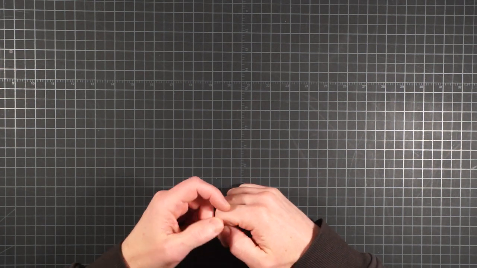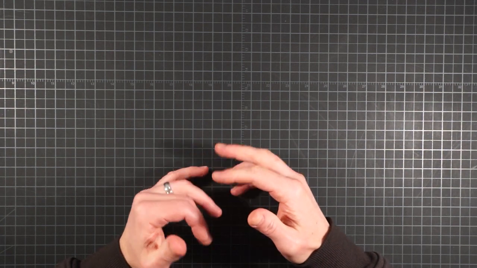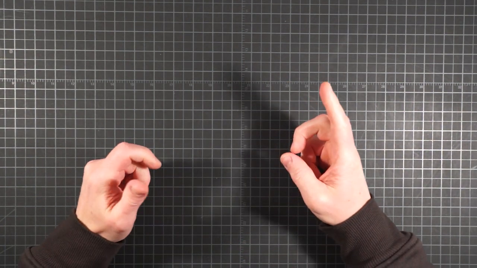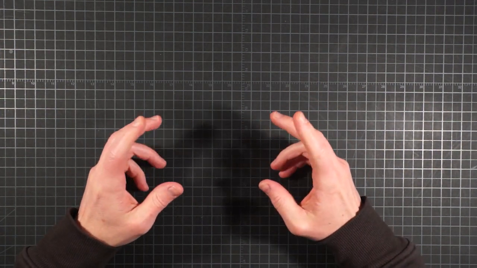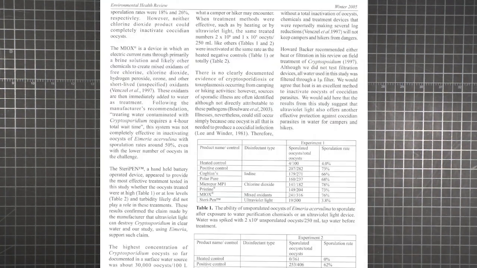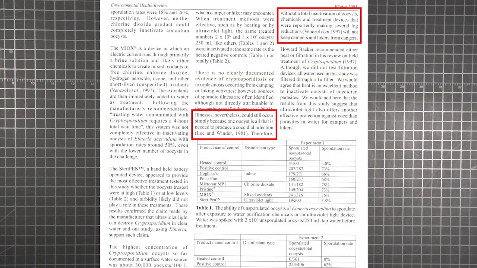Well, this crypto concentration isn't 10 times that, so an extra log of removal should get us at least as comfortable as before. But remember that the minimum infective dose of Giardia is 10 cysts. Well, now check out this little tidbit. "Illness, nevertheless, could still occur simply because one oocyst is all that is needed to produce a coccidial infection. Therefore, without a total inactivation of oocysts, chemicals and treatment devices that were reportedly making several log reductions will not keep campers and hikers from dangers."